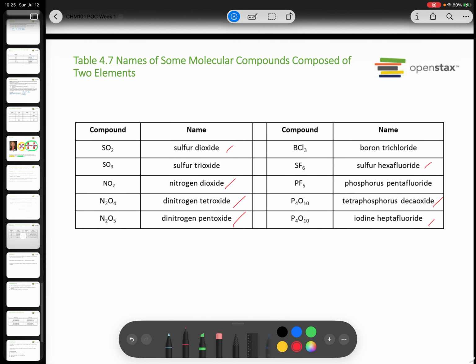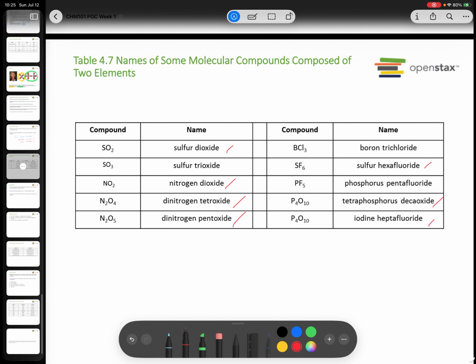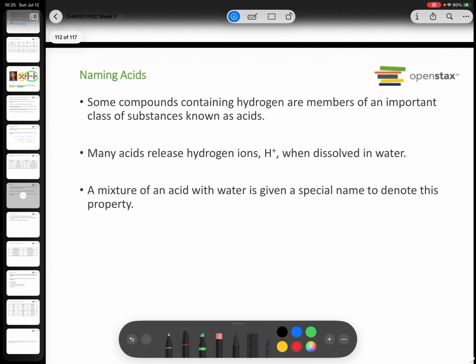Okay? So, that's it for molecular compounds, no? We move on to acids, no? So, acids have their own naming system din, no? Iba sila. So, many acids contain hydrogen and release hydrogen ions when nadidissolve sa water. So, because the aqueous form has special chemical behavior, it also receives a special acid name.